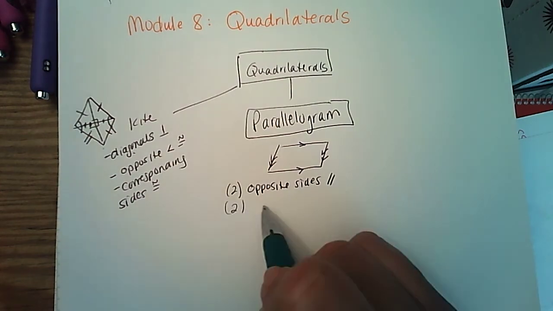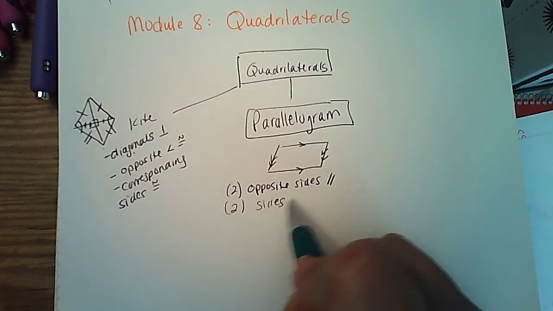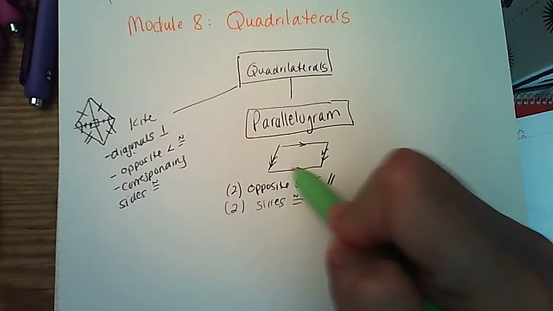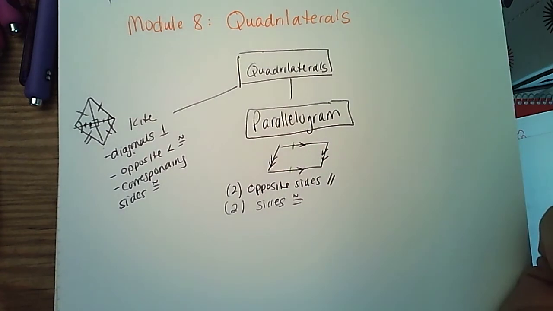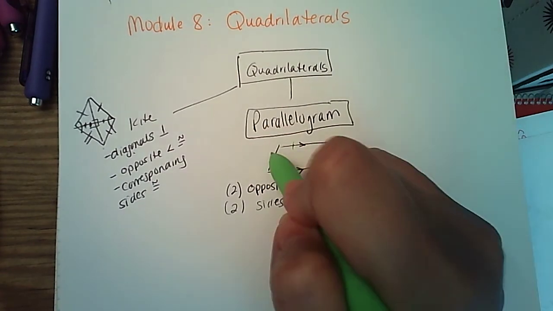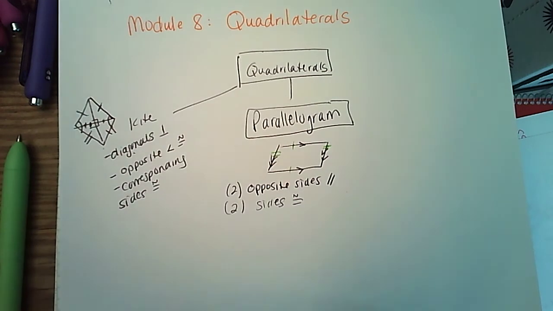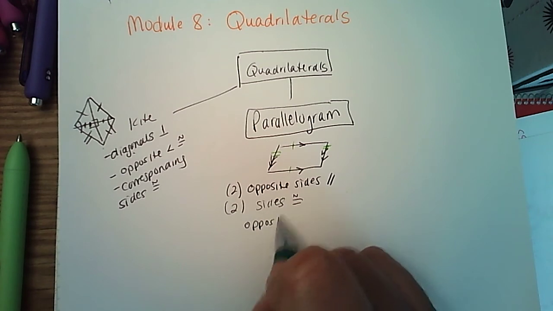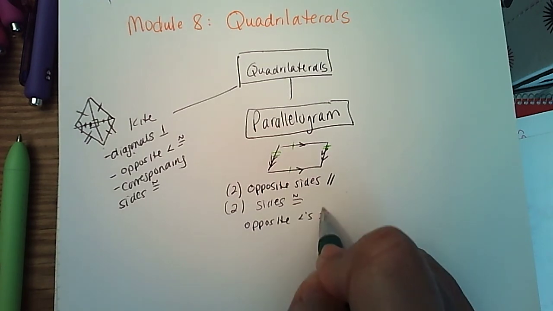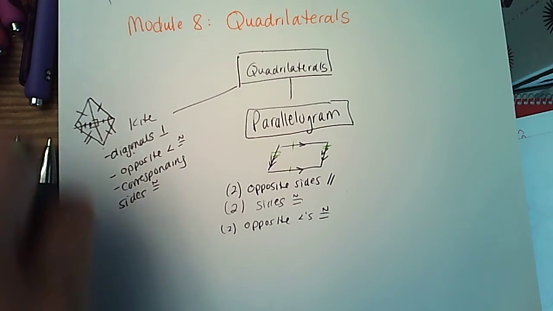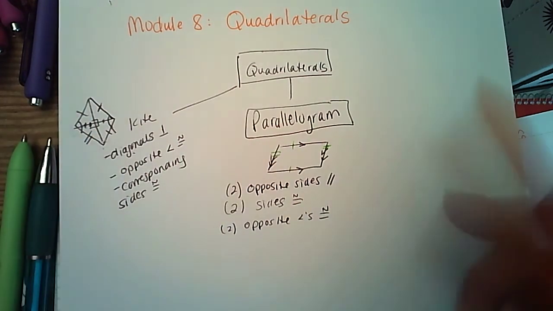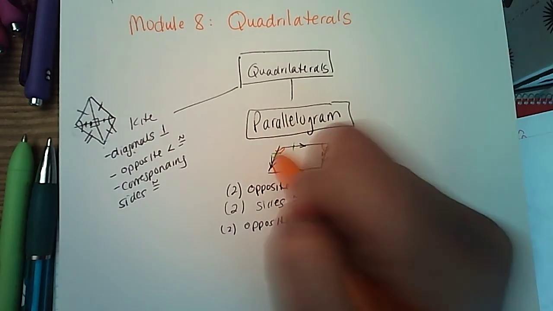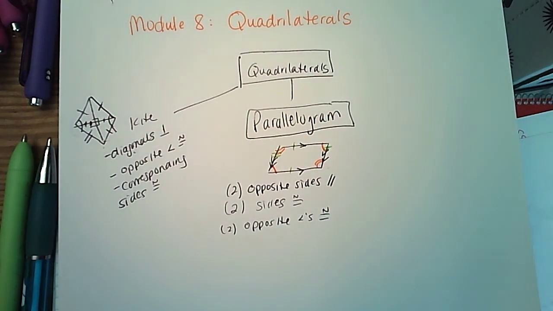Also, those 2 sides are congruent. So not only are they parallel, but now this side's congruent to this side, and this side's also congruent to this side. We have our opposite angles are congruent. And again, there's 2 different pairs and then they're opposite. Unlike here, it's only the 1 pair. Here it's 2. So this angle is congruent to this angle and this angle's congruent to this angle because your opposite angles are congruent.